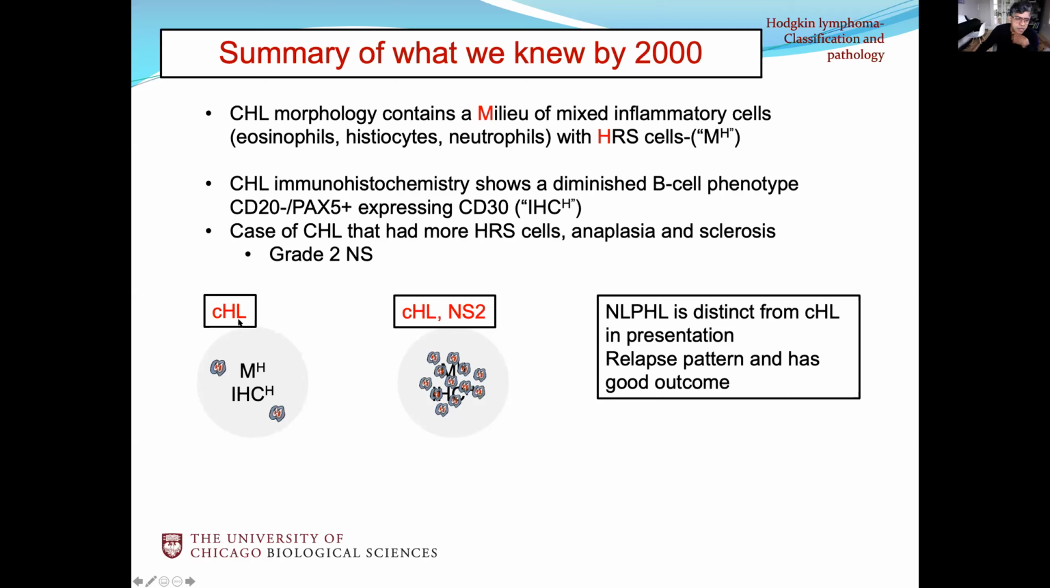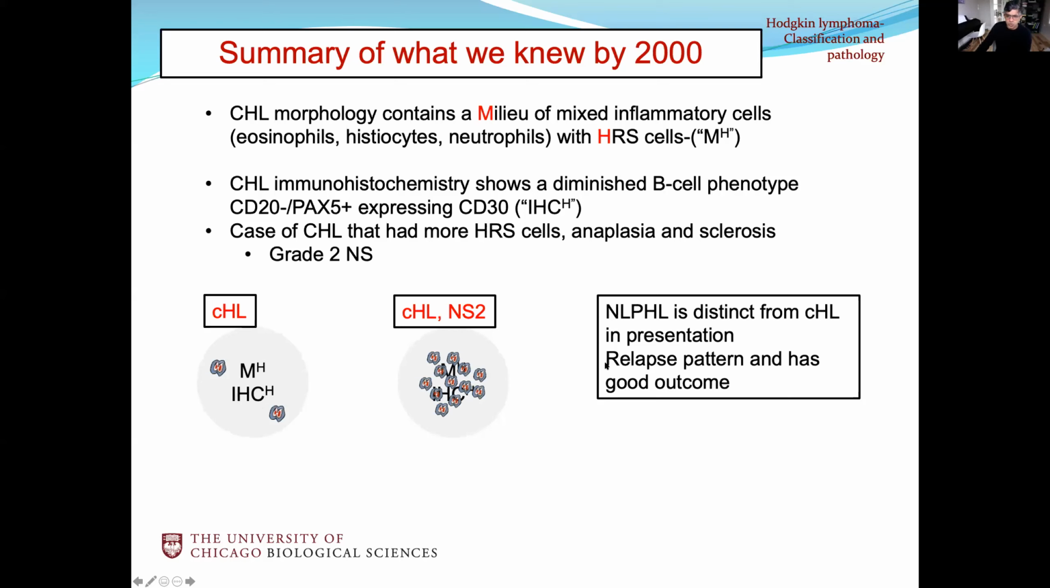This is your classical Hodgkin with the milieu of Hodgkin lymphoma and the immunohistochemical phenotype of Hodgkin lymphoma. For the IHC, I pretty much use CD20, CD30, and PAX5. And then there were these cases of nodular sclerosis grade 2, where you have tons of Hodgkin cells, but otherwise the immunohistochemistry is the same, and the milieu is still there in the background, except that there are just too many Hodgkin cells there.